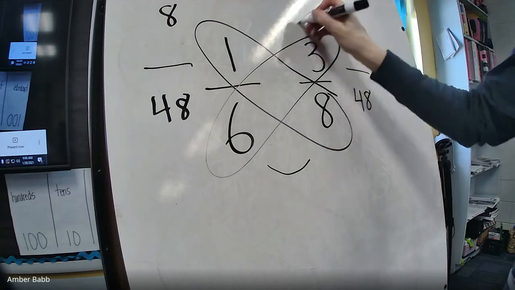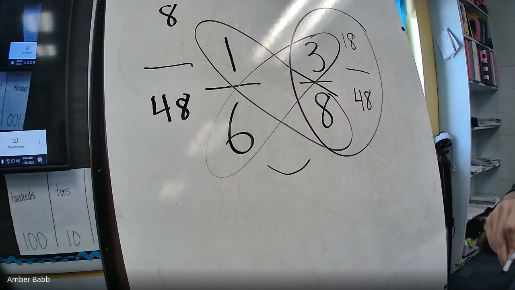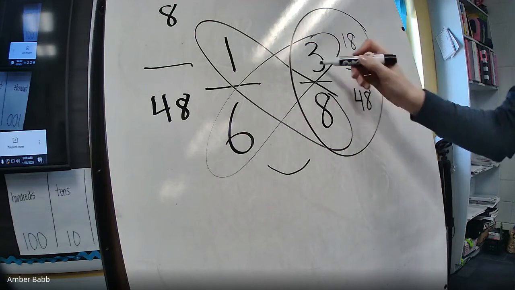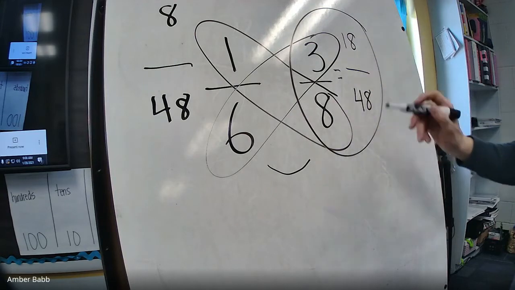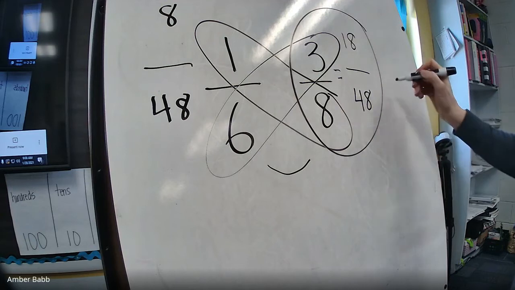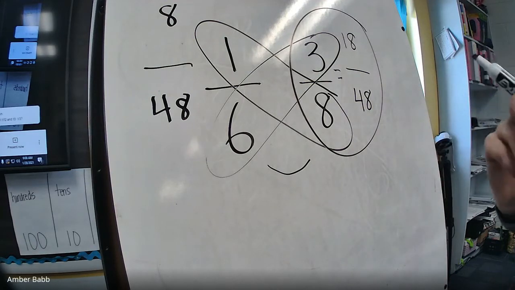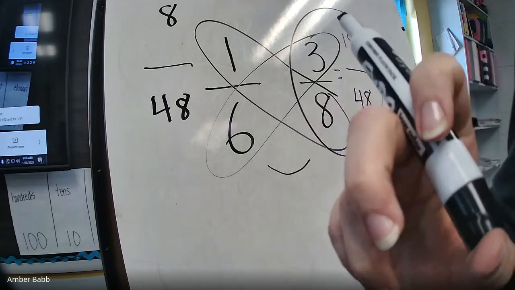Which one is bigger? 3/8. Okay, the 3/8 or 18/48. 18/48 is the same as 3/8. They are, what is that fancy math word? Equivalent. Good. Like that's basically the reduce.